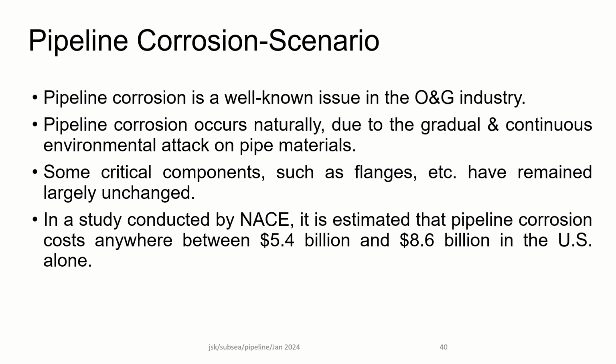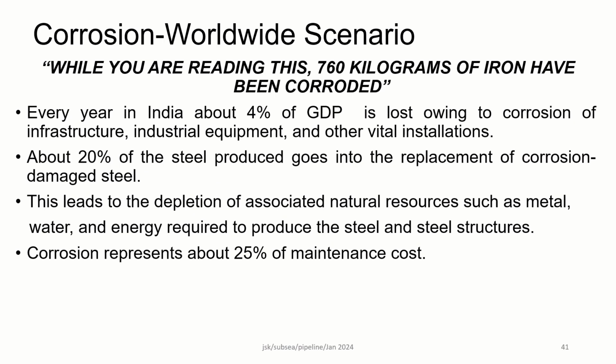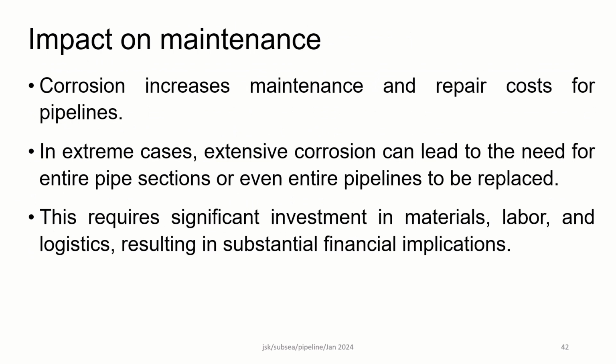The various scenarios we come across in the industry: corrosion is well known in the oil and gas industry. Pipeline corrosion occurs naturally due to the degradation from continuous environmental attack on the pipelines. Sometimes critical components such as flanges etc. have remained largely unchanged. A study by NACE, an old study, puts the figures in the USA itself ranging between 5.4 billion to 8.6 billion. While you are reading this particular line itself, 760 kilograms of iron have corroded. This is the magnitude we can understand.